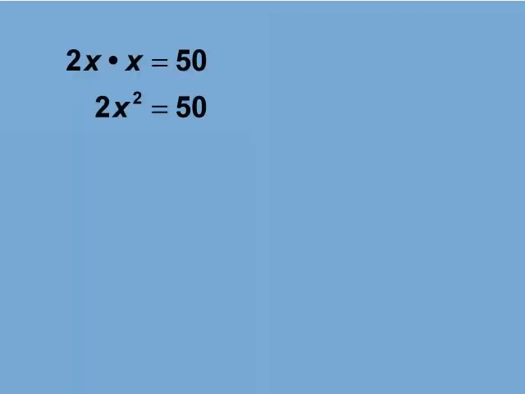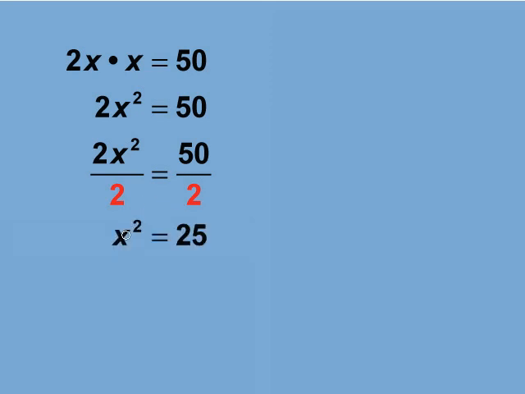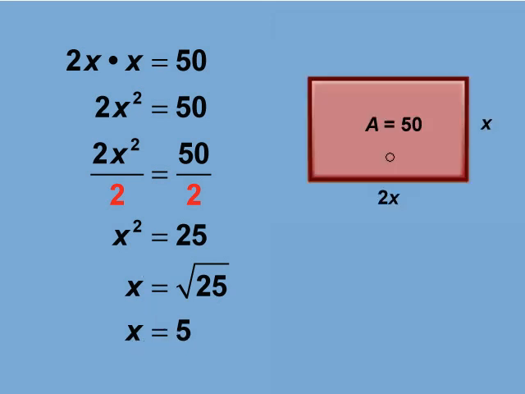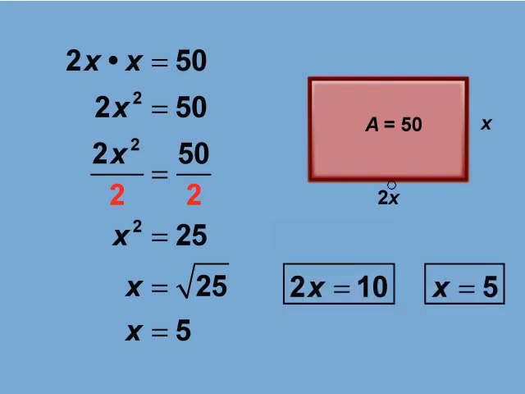We first divide both sides by 2, as shown here, and we're left with x squared equals 25. Take the square root of both sides, and you have x equals the square root of 25, which simplifies to x equals 5. Going back to the rectangle, we can now find the values for the length and width. The width is 5, which means that the length is 10.